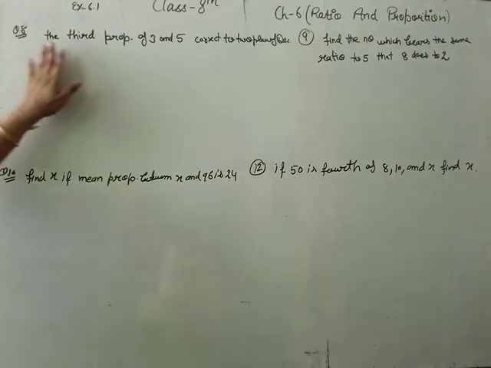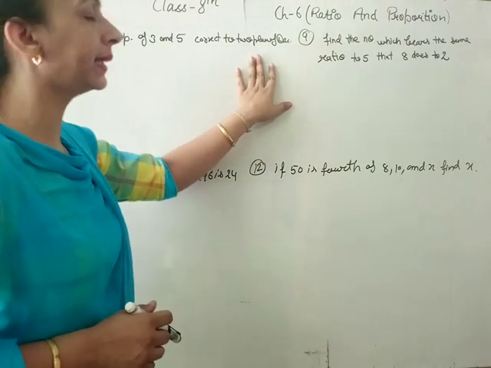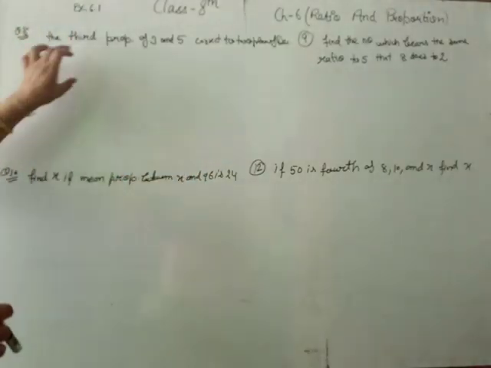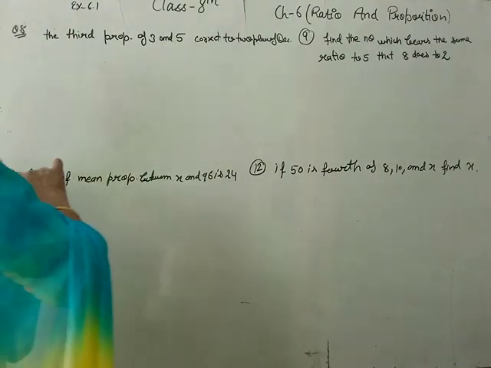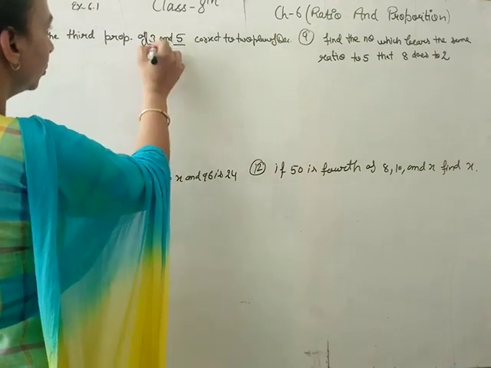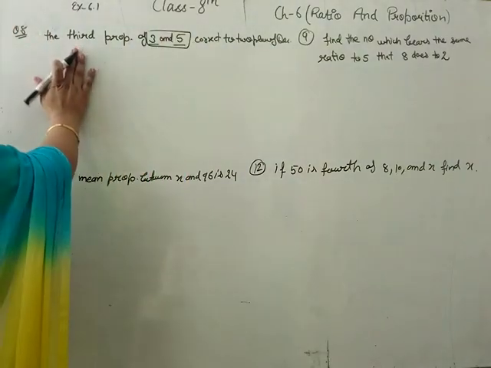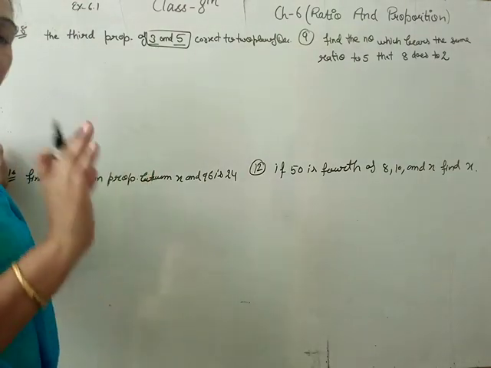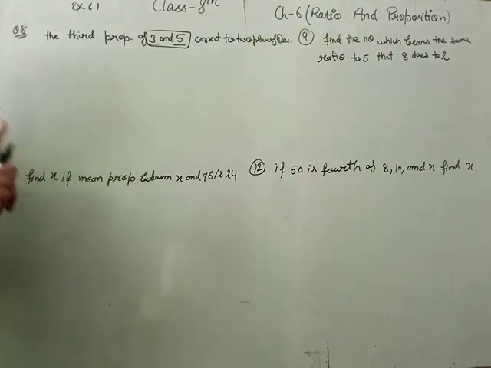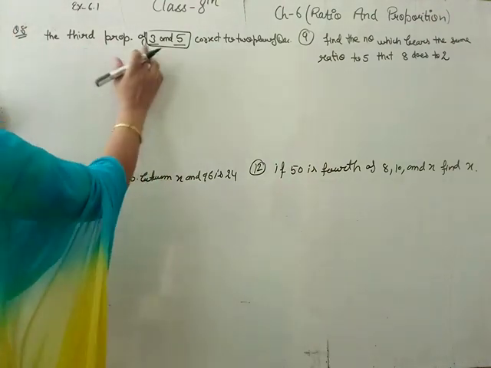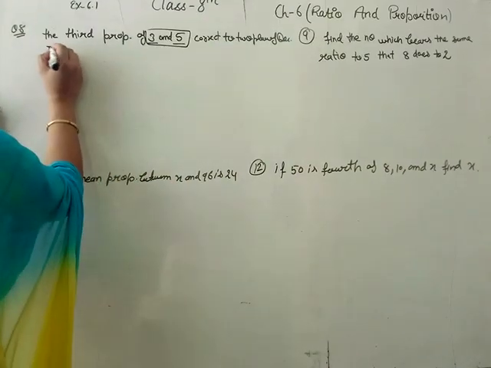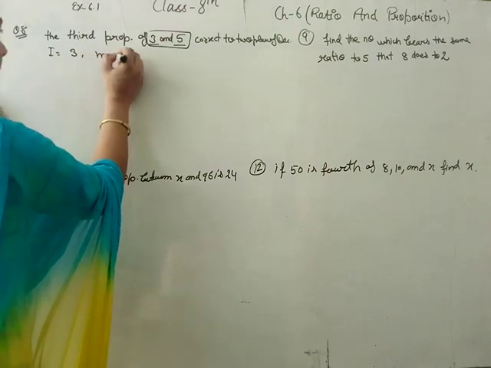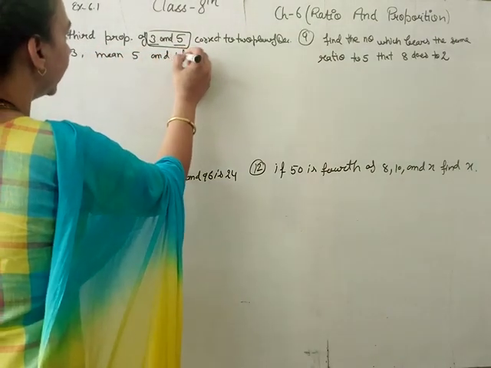Then question number 8, the third proportion of 3 and 5 correct to two decimal places. Student, there are only two, 3 and 5, and we find the third. That means these are in continued proportion. If there are total 2 given and we find 1, then there are total 3 and these are in continued proportion. So we find the third, then this is first, this is mean, and we let the third be x. So first is 3, mean 5, and let the third be x.